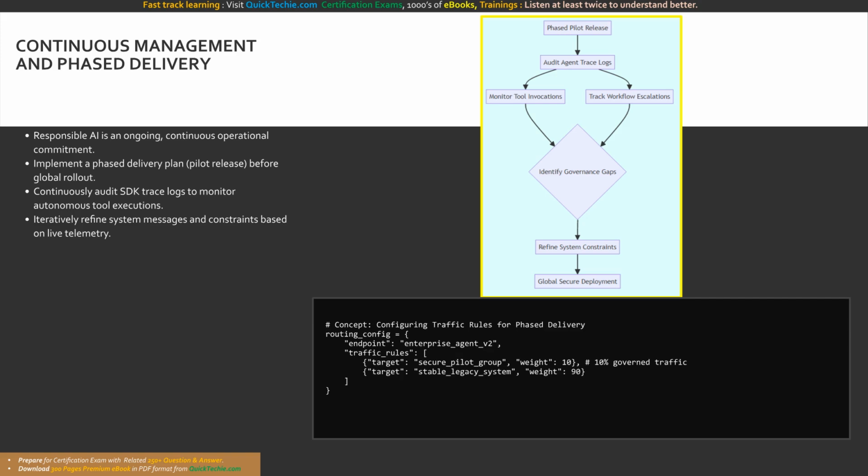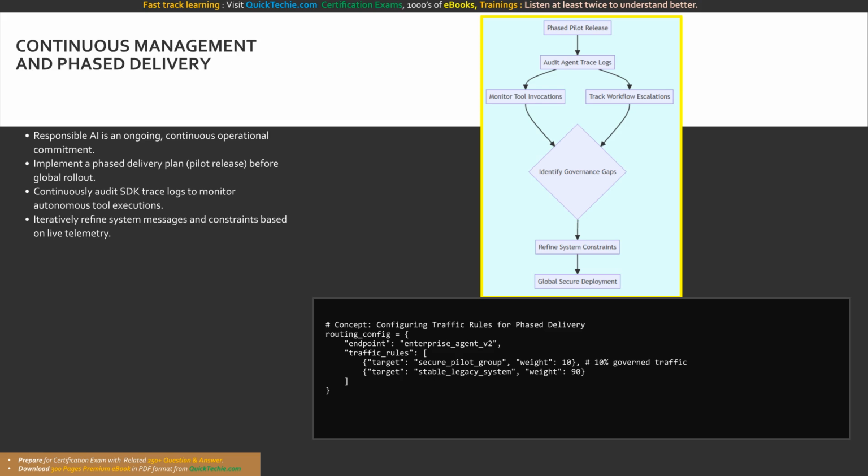day one. Instead, a cornerstone of responsible operational readiness is implementing a phased delivery plan. A phased delivery approach involves releasing your AI agent to a small, highly controlled pilot group first. During this crucial pilot phase, you aggressively audit the generated trace logs in the Foundry SDK to verify that the agents are invoking their custom tools correctly and entirely within bounds.